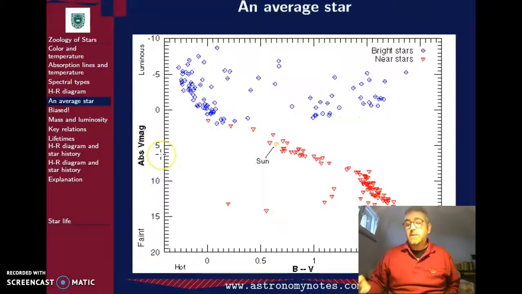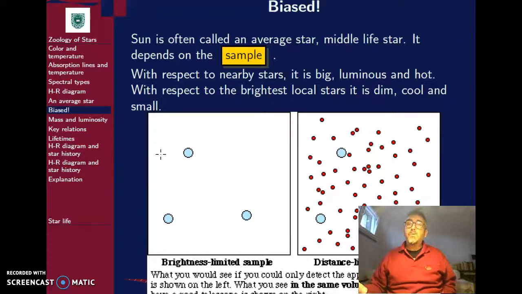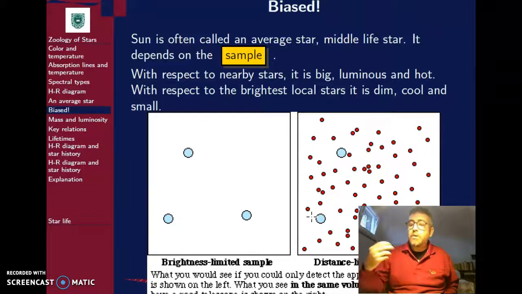This is because the sample we are using is biased, and depending on what we are looking at, as you may imagine, farther stars are the brightest stars, and so if we want to look farther away, we have to look at brighter stars.